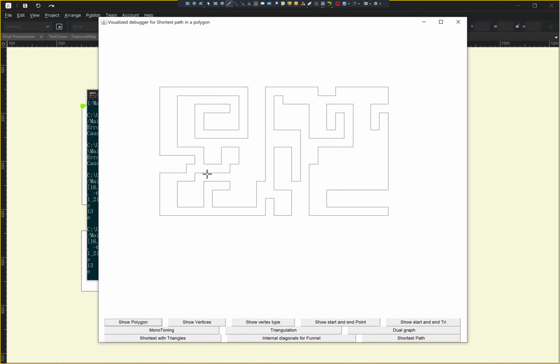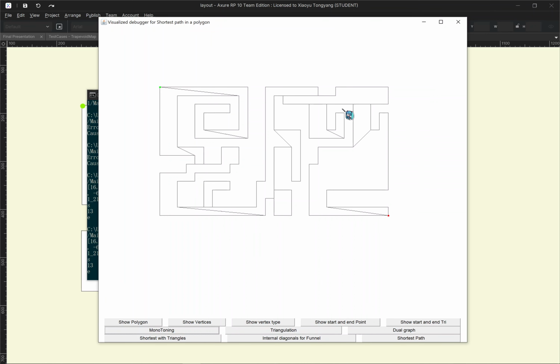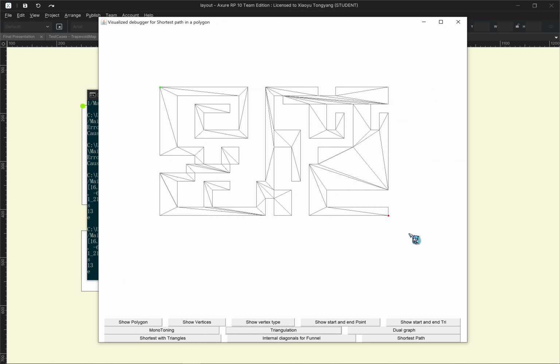Okay, as you can see, this is our maze. We will compute the shortest path from the start point to the end point. So the first step we will do is to partition the monotone polygon. Let's do it. Okay, at this point, we have partitioned the monotone polygons. And then we will triangulate each monotone polygon. Let's do it. Okay, we have many triangles at this point. And then we will convert those triangles into a dual graph. So let's do it.